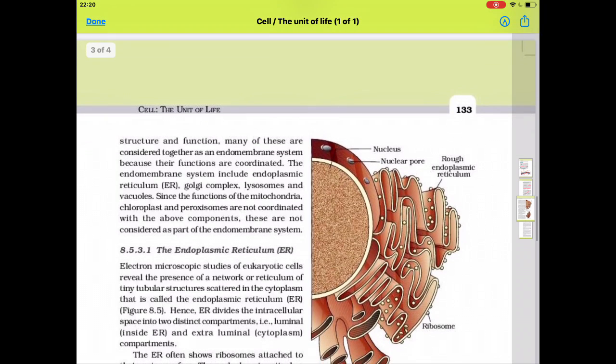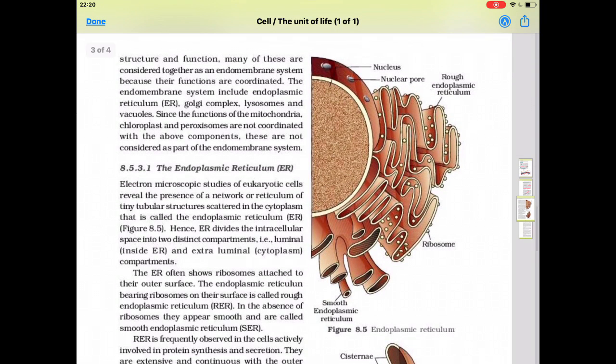Next is the endomembrane system. In each cell, many organelles are present which are interconnected with each other. Many of these are considered together as an endomembrane system because they function in a coordinated manner. The endomembrane system includes endoplasmic reticulum, Golgi complex, lysosomes, and vacuoles. Since the functions of mitochondria, chloroplast, and peroxisomes are not coordinated with the above components, they are not considered part of the endomembrane system.